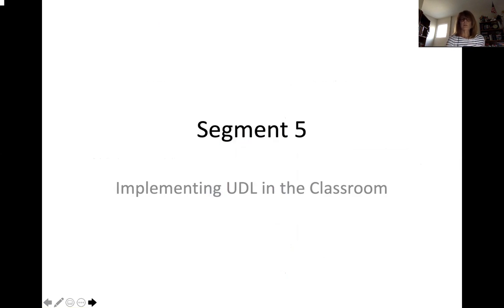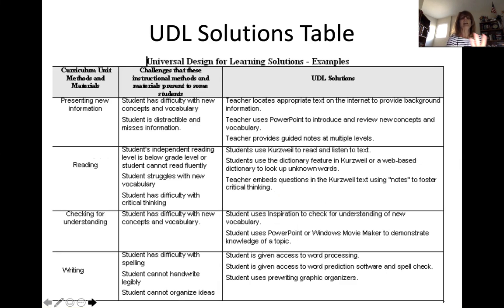So implementing all of this in the classroom is a lot. And I'm going to leave you with this one. When you're supporting learning differences, right? Look at that middle column. You have students in your classroom who have difficulty with new concepts and vocabulary. You might have students whose independent reading level is below grade level. You might have students who have difficulty spelling. These are the things that are going on within the student, that middle column.